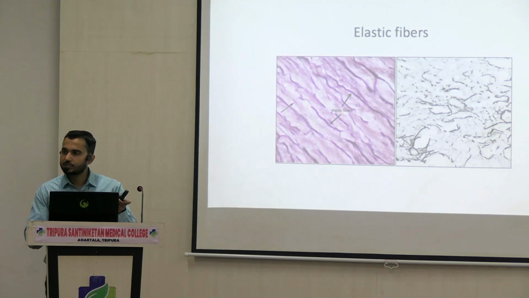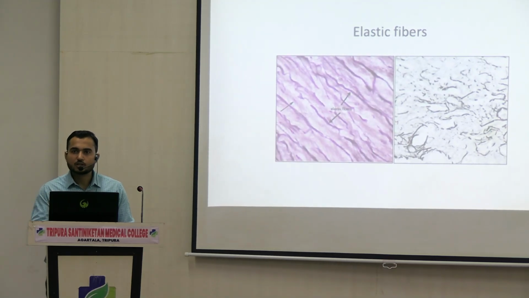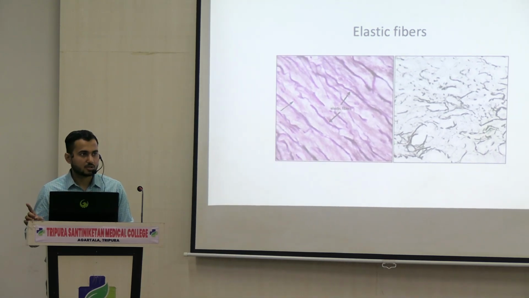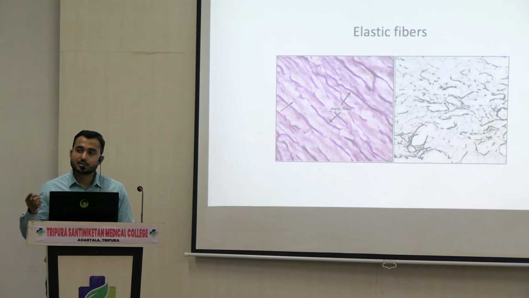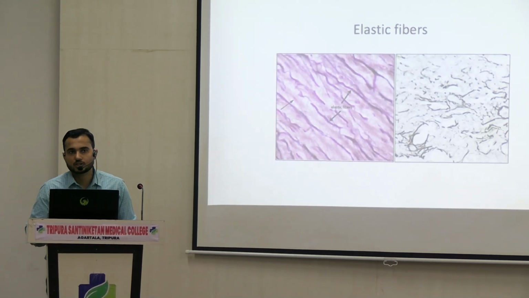Previously, we have seen collagen fibers, how they are oriented in a bundle. Elastic fibers are not present in bundles. They are present singly. That is the first point. The next point is that elastic fibers heavily branch and anastomose with each other.